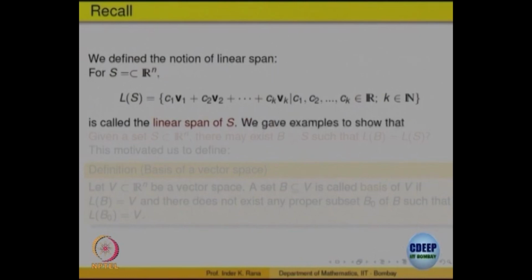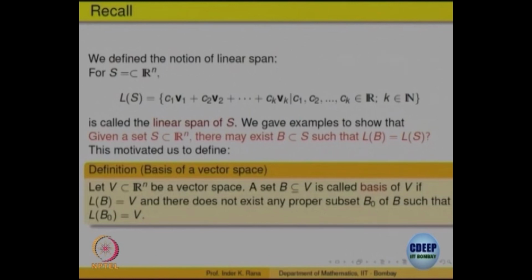So, we looked at some examples of the linear span, and then we defined what is called a basis. Before defining the basis, we showed that there can exist more than one set such that the linear span of the set B is equal to the linear span of S. That means, if a set spans a vector space, it is possible that a subset also spans that vector space. Right. So, this motivated us to define what is called the basis of a vector space.